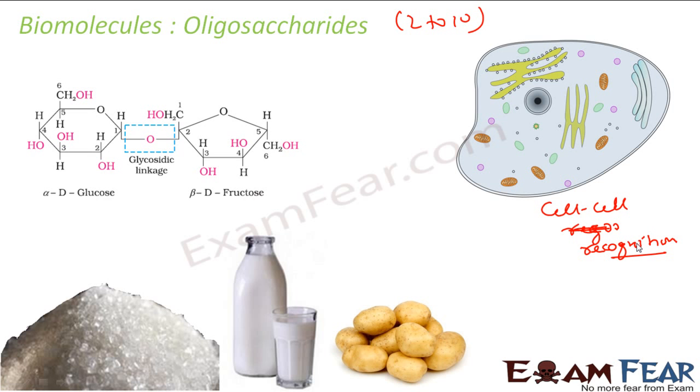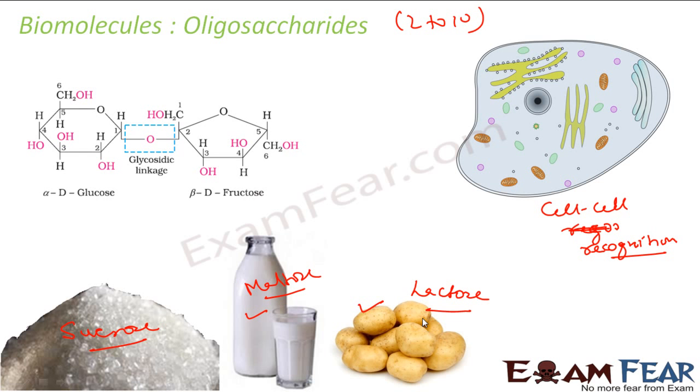They are also found in milk. Maltose is one good example. They are found in vegetables like potatoes. They are found in sugar. That is sucrose. So this is the example of sucrose. This in milk I have maltose, and this I have lactose. They are oligosaccharides, and most of them you will see are disaccharides.